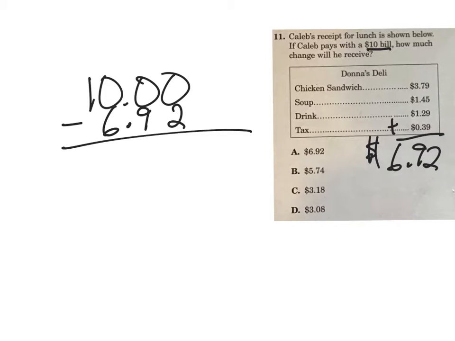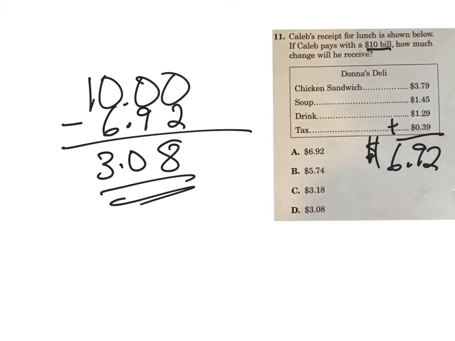So I go to my calculator, 10.00 minus 6.92. And I get 3.08. So I still have $3, which makes sense. If I did a lunch that was close to $7 and I pay with a 10, I'm going to get $3 back. So D, 3.08. Okay? And the last one.